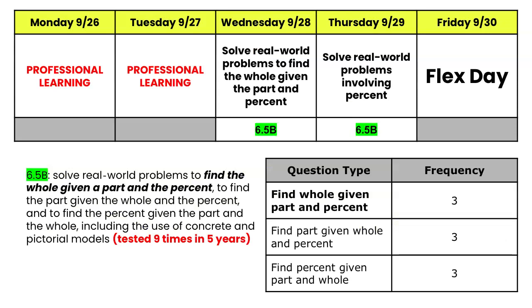As we take a look at an overview of the week starting September the 26th, we're finishing up TEK 6.5b, having students find the whole given a part and the percent. If you look at the frequency of this TEK on STAAR, you'll notice that each of the 3 ways that we want students interacting with percent proportions has been tested an equal number of times. One thing that students really get caught up on, and we'll talk about this later in the video, is what is given to me in the problem and what am I trying to find? So we'll talk about strategies to help students understand how to work through those issues as they're solving problems.